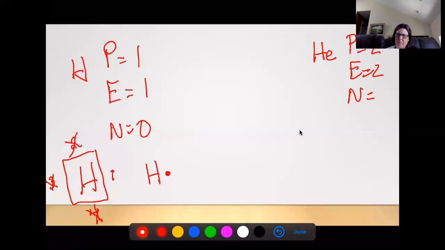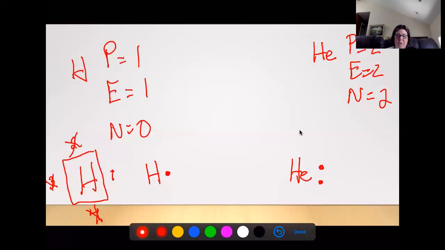Yep. So I have 2 neutrons. All right, so when I draw helium again, since it's in that first energy level, I only have one face of my block. And so I'm going to put my 2 electrons. And now that energy level is full.